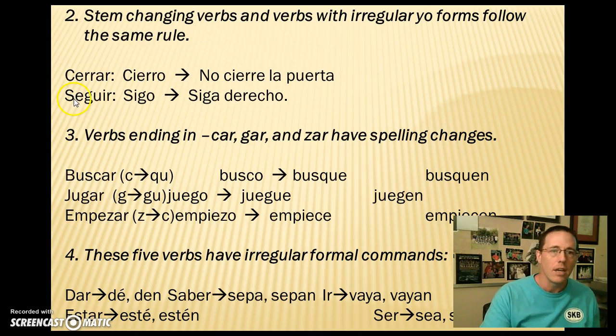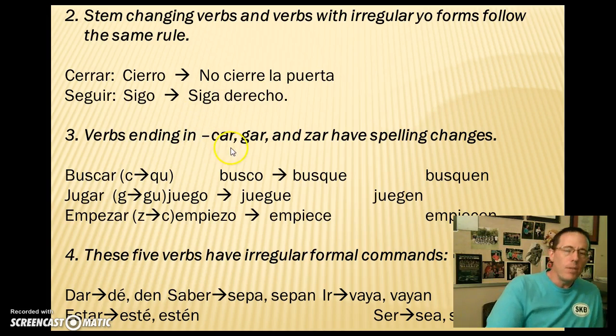Or seguir, which is to continue or to follow. It's an E to I stem changer, so the yo form is sigo. Siga derecho, continue straight. Verbs ending in CAR, GAR, and ZAR have some spelling changes.